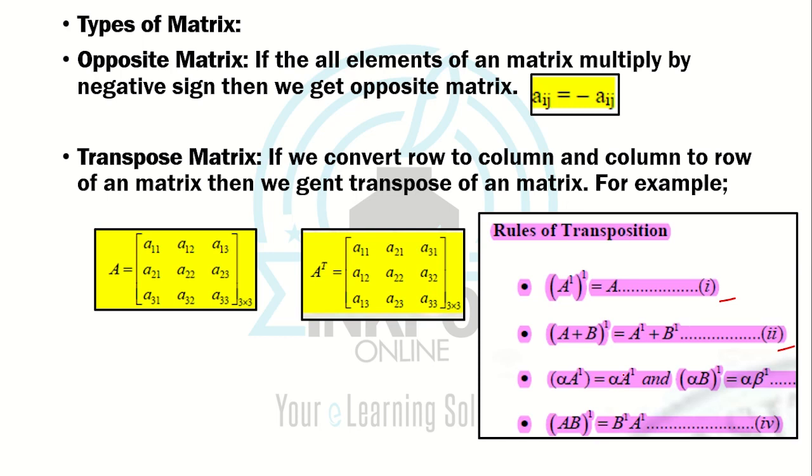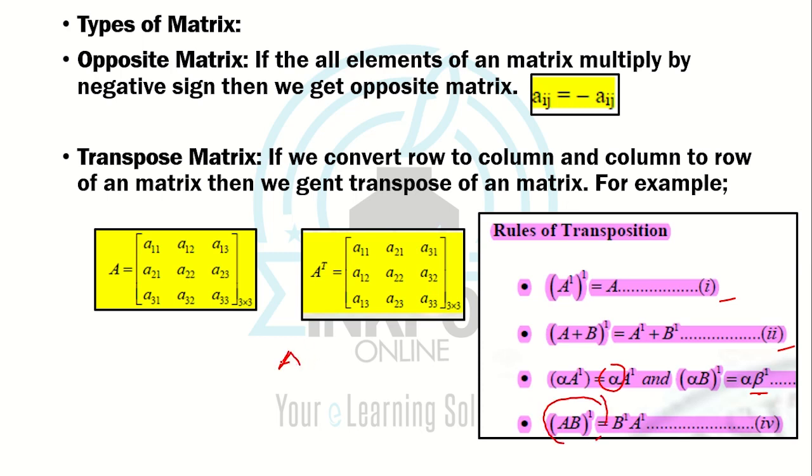For any matrix multiplied by a scalar alpha, the transpose of alpha A is alpha times A transpose. So there is no impact on the scalar whatsoever. The scalar remains as it is, and just the matrix gets transposed. Similarly, you can see here.